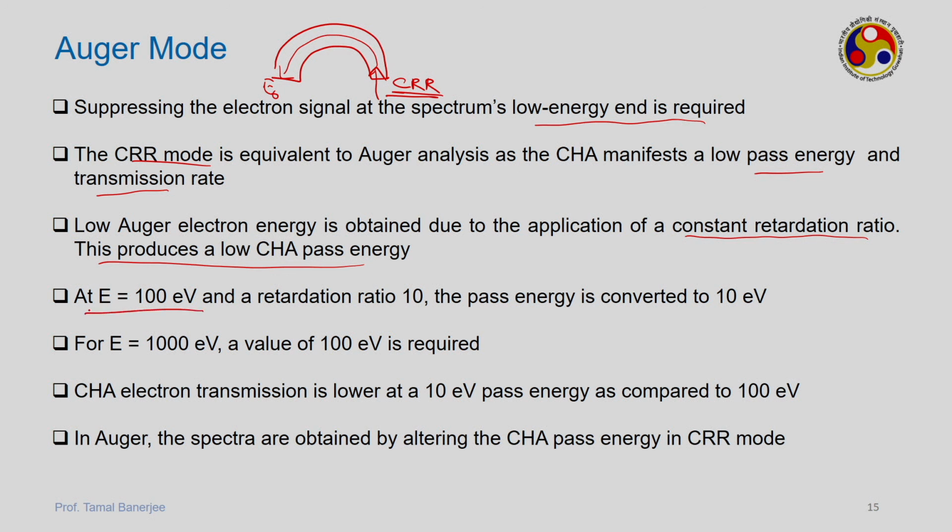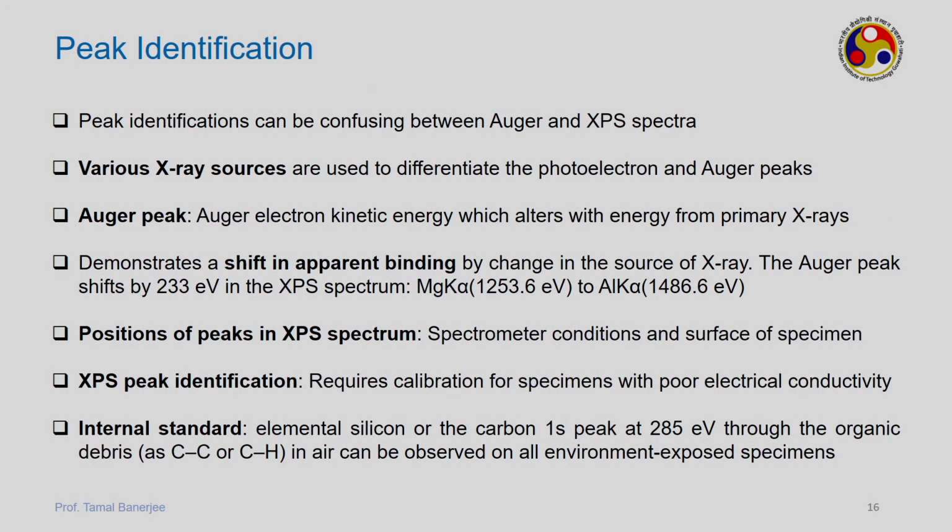So, at 100 electron volt and a retardation ratio of 10, the pass energy is simply 10 electron volt. And if you apply this for an energy of 1000 electron volt, a value of 100 electron volt is required. So, CHA electron transmission is lower at a 10 electron volt pass energy as compared to 100. It means the number of electrons coming through will be low compared to 100 electron volt. So, obviously, in Auger the spectra is obtained by altering the CHA pass energy in the CRR mode. Peak identification can be confusing between Auger and XPS. So, various X-ray sources are used to differentiate the photoelectron and Auger peaks.